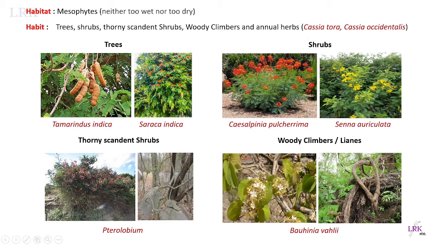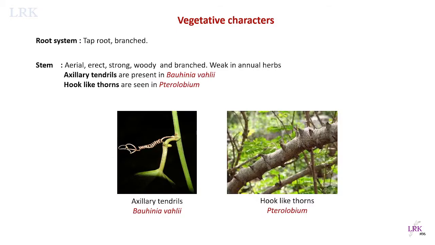So this is the habit. In habit, we can see all types of plants and trees here. Annual herbs are there, woody climbers are there, scandent shrubs are there, and trees are there. This is regarding the habit of this Caesalpinioideae subfamily.